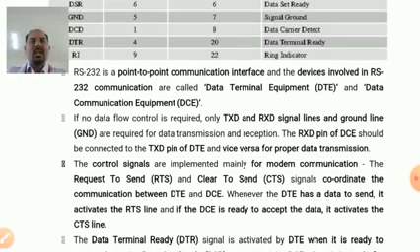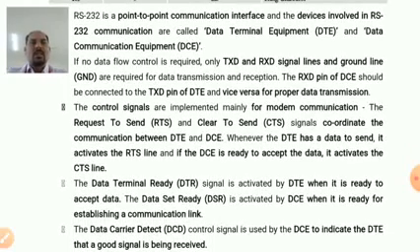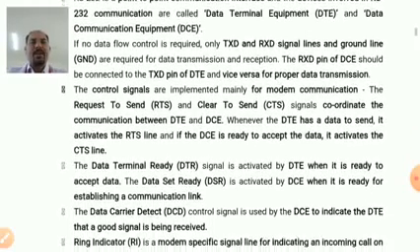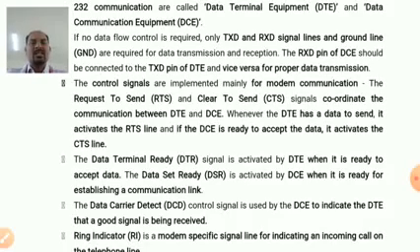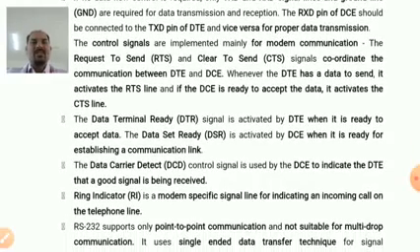TXD, RXD, and ground signals are used if we do not require any control signals for the transmission. The RXD pin of DCE should be connected to the TXD pin of DTE, and the TXD pin of DCE should be connected to the RXD pin of DTE, that is, vice versa. The control signals are used for modem communication. They are RTS, request to send, and CTS, clear to send, used for coordinating the communication between DTE and DCE.